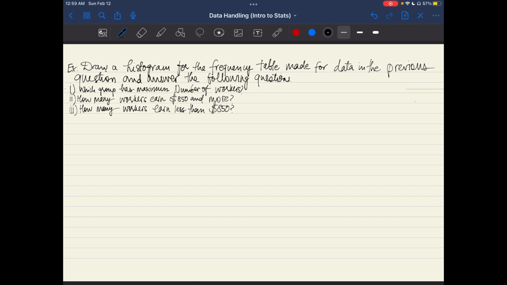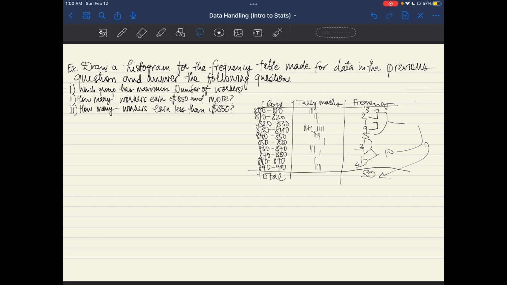So first of all, we need to have our frequency distribution table from the previous question here. So let's do that. Okay, here we go. I was able to move the frequency distribution table that we had for the previous question to this page. And now let's draw a histogram for it. Okay, let's start with creating a histogram for this question.